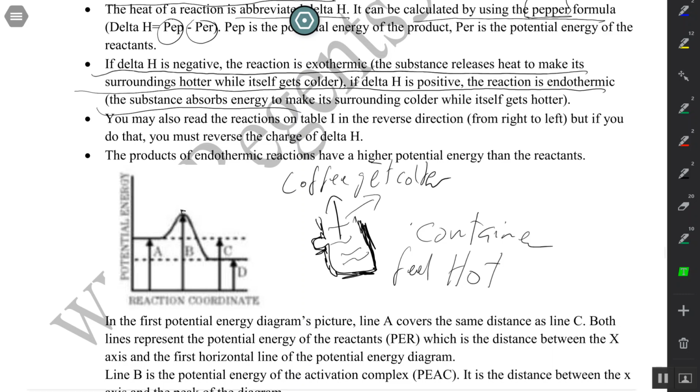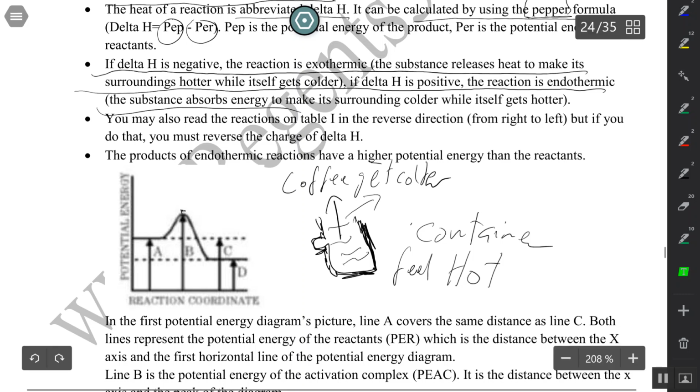Okay, so if I ask you whether hot coffee would feel hot or not, it actually would feel colder than the cup that it's actually containing. Well, it's going to get to a point where the temperature of the coffee is going to be equal eventually to the temperature of the cup.